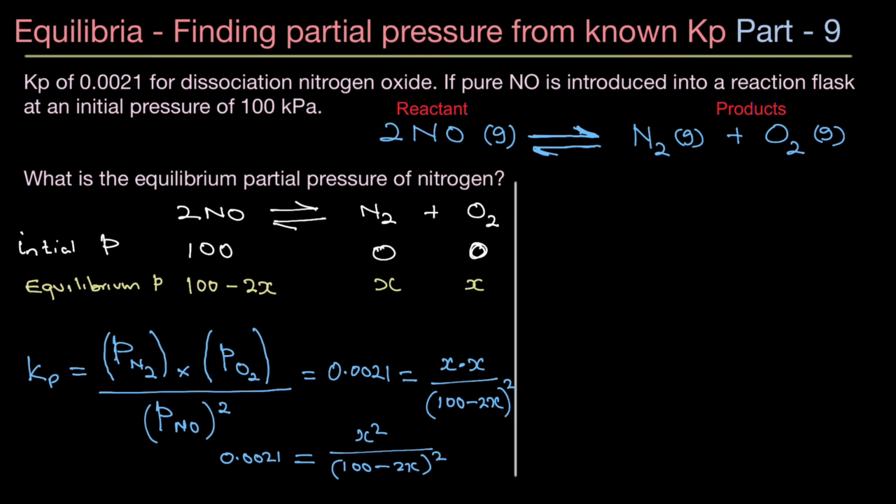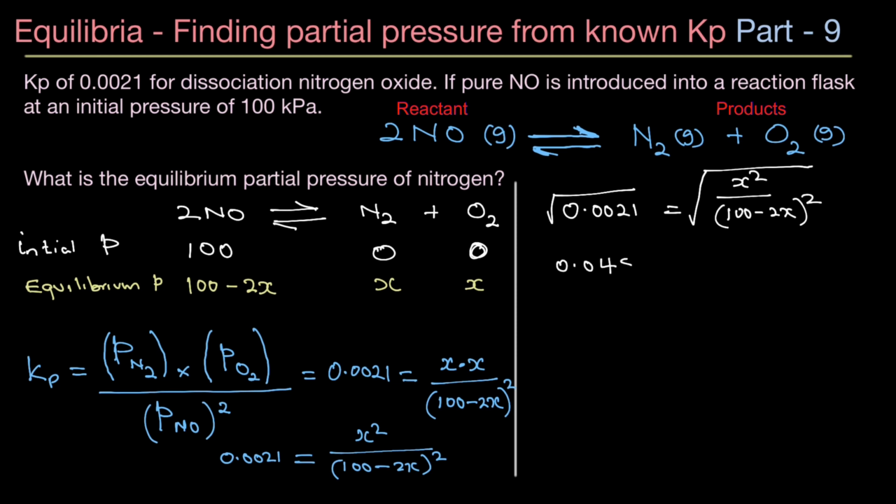Now I need to square root both sides in order to remove the square and then solve the problem. We then have the square root of 0.0021, and then we square root x squared over 100 minus 2x squared. And the square root of 0.0021 is 0.04583. That would be equal to x over 100 minus 2x.